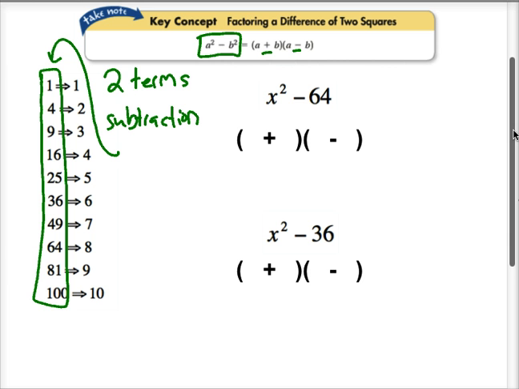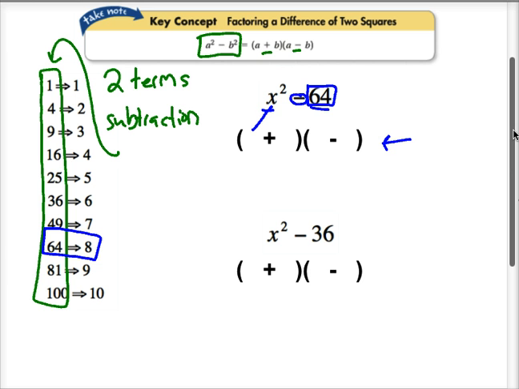Now, what I mean by that is, notice here, I have two terms, I have subtraction, and then look at that term there, 64. 64 is one of my magic numbers. 64 is made with 8 times -8. So what I do is I always set up this basic structure first, okay? I set up my two parentheses with a plus and a minus. That's the basic structure to any difference of squares problem.